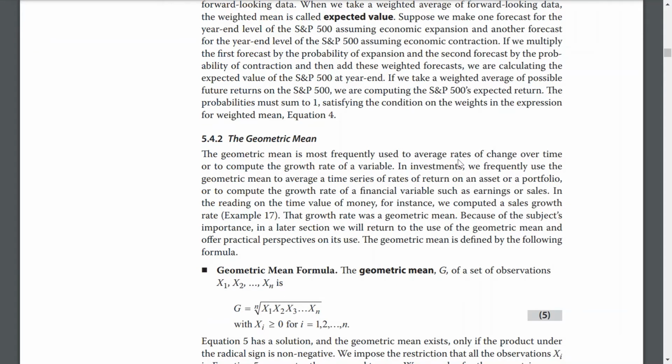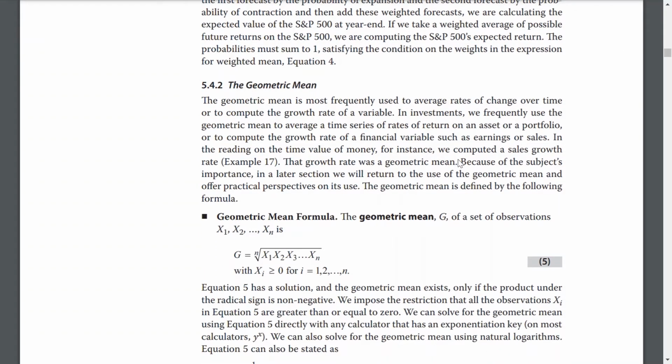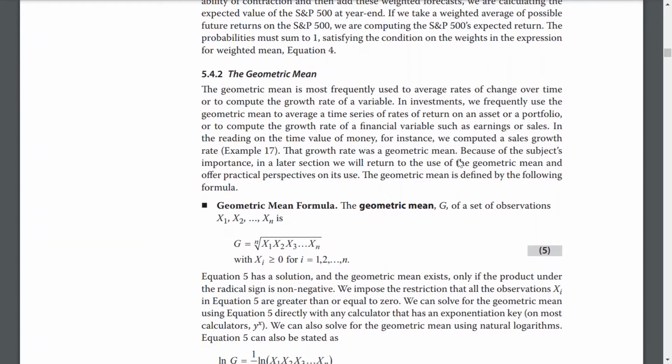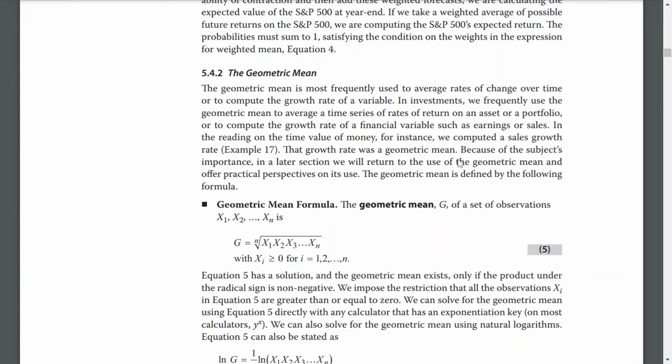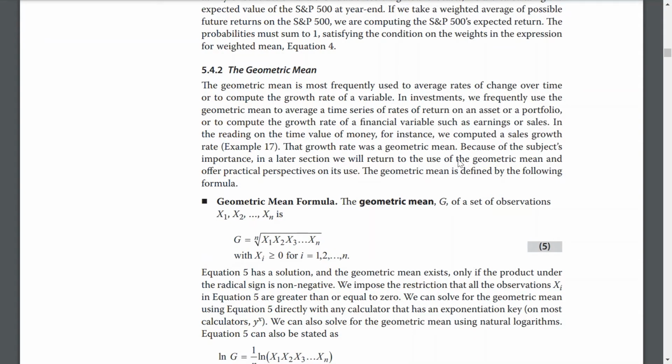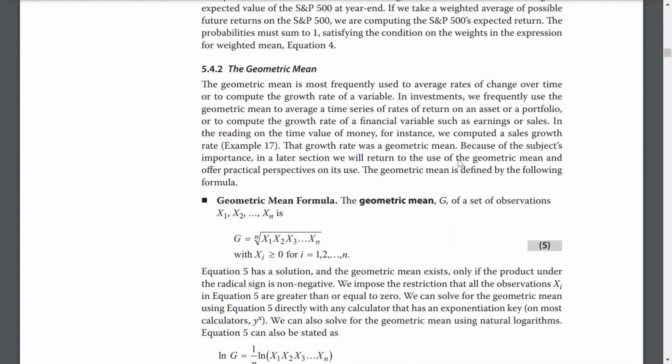The geometric mean. The geometric mean is the most frequently used in the average rates of returns, or the average rate of change over time, or to compute the growth rates of a variable. In investments, we frequently use the geometric mean to average a time series of rates of returns on an asset or portfolio, or to compute the growth rate of a financial variable such as earnings or sales.